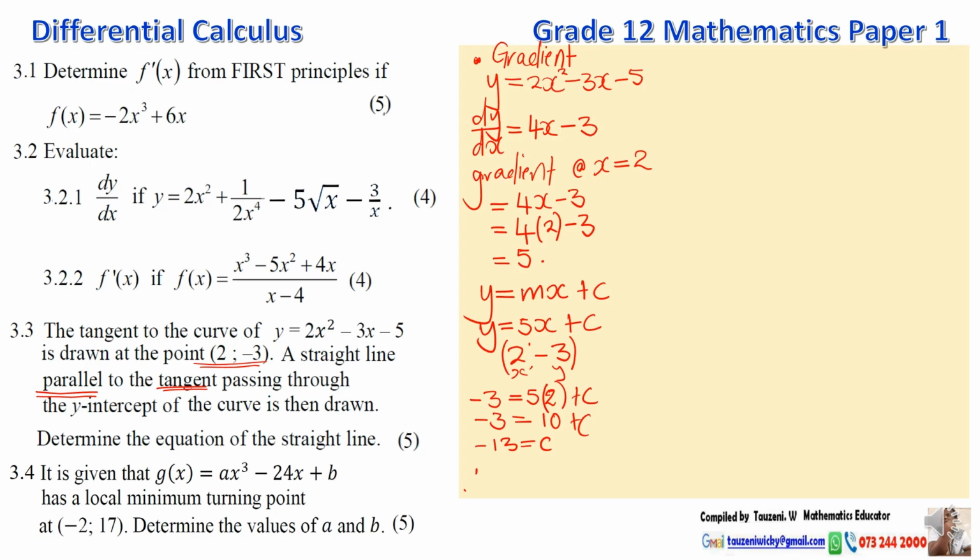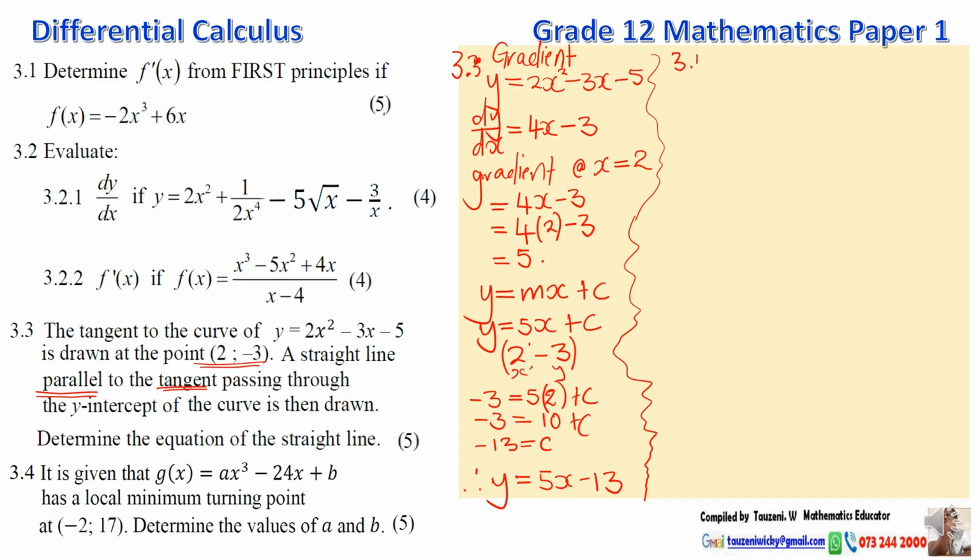After calculating c, we can make a conclusion and say, therefore, the equation of the line is y is equal to 5x minus 13. We have determined the equation of a line drawn at the point 2, -3, which is parallel to the tangent to the graph that is given. That is the answer for question number 3.3. It's very much necessary to definitely know how to handle this kind of calculations, because I have seen them in so many examination papers. You need to know this idea of tangent, how to go about it.